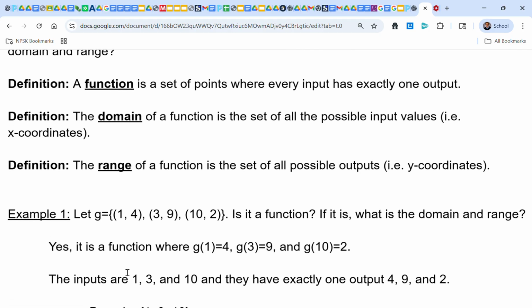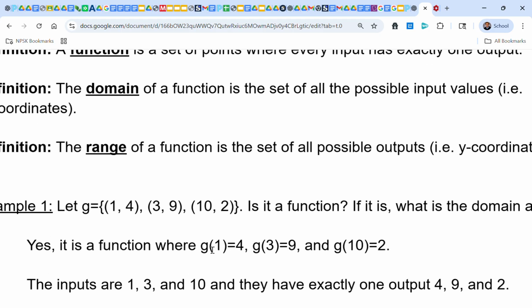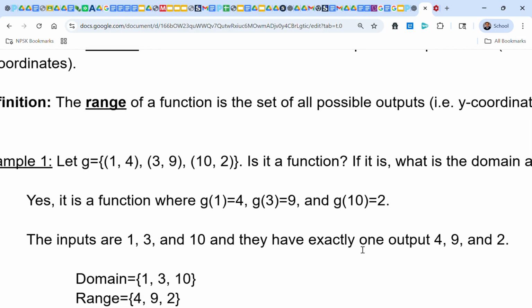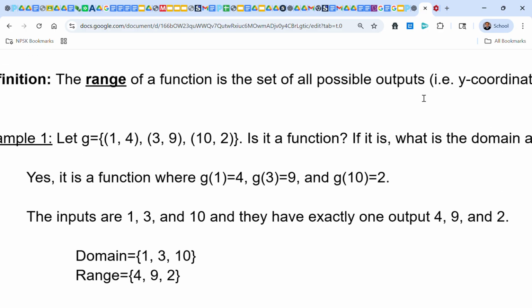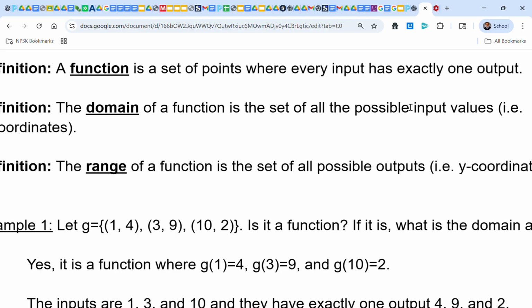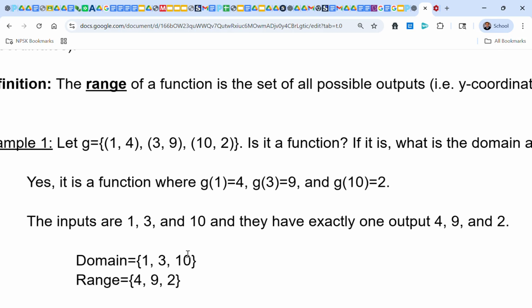So it is a function because we know g of 1 is 4. So my input spits out my output 4. g of 3 is 9, and g of 10 is 2. There's no ambiguity there. The inputs 1, 3, and 10 have exactly one output. Those are 4, 9, and 2, so it is a function. The domain is the set of all input values. These are the x-coordinates. So the domain is a set. It's got a curly bracket because it's a set. It includes 1, 3, and 10. So that's the domain of that function.